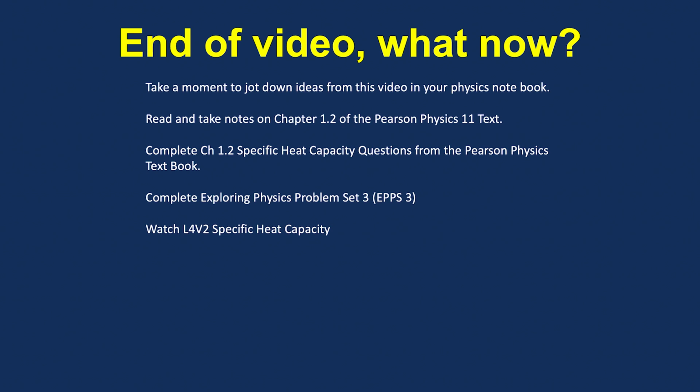Right, so that brings us to the end of Lesson 4, Video 1. So what do we do now? Take a moment to jot down the ideas from this video into your physics notebook. Try to do them from memory. Don't just go back and copy them word for word. Go read and take notes on Chapter 1.2, Specific Heat Capacity, from your Pearson Physics text. And then start doing Chapter 1.2, Specific Heat Capacity questions from your Pearson Physics text. And also, I want you to start looking at the Exploring Physics Problem Set 3. Get as far as you can in those. And when you're ready, have a look at Lesson 4, Video 2. I hope this was useful.